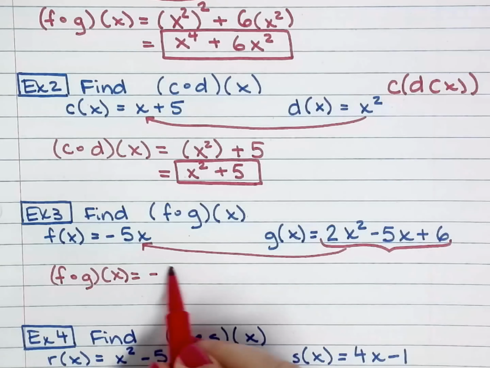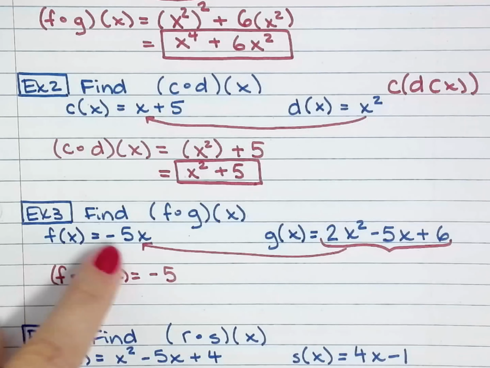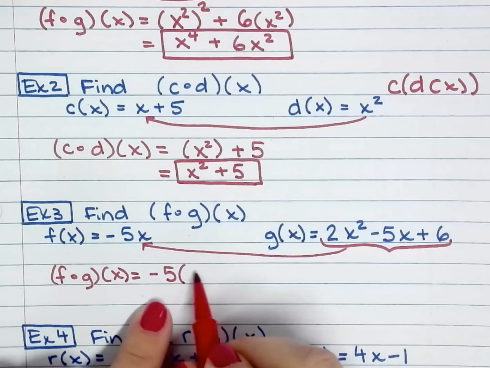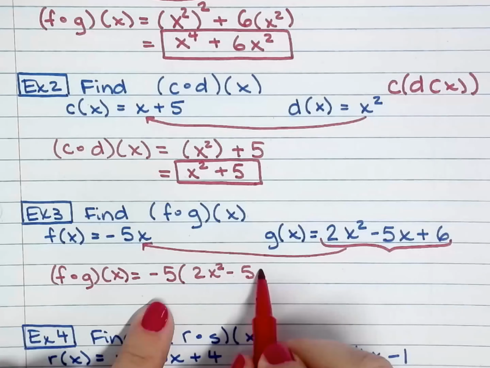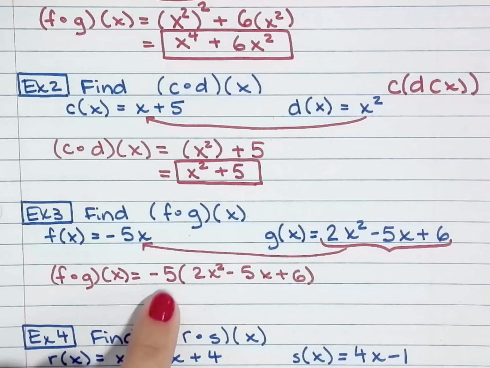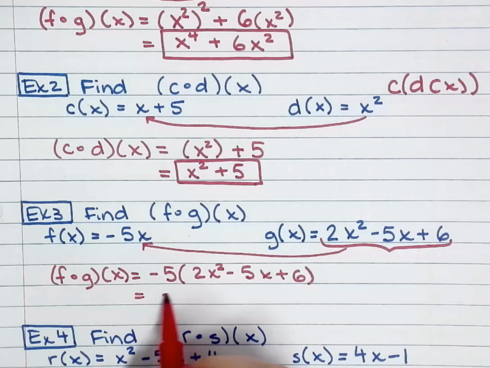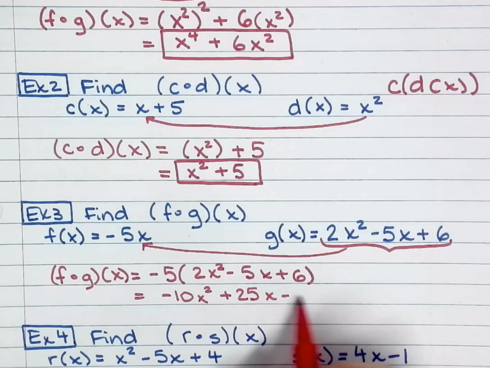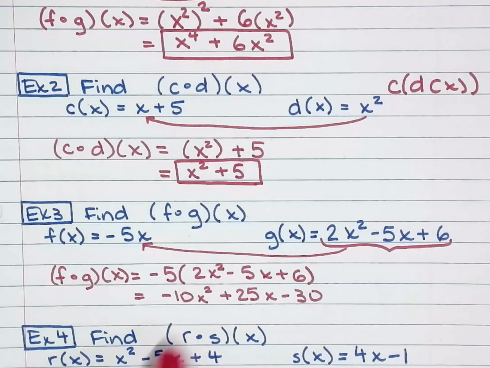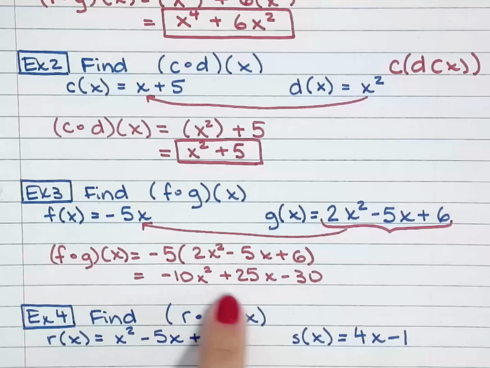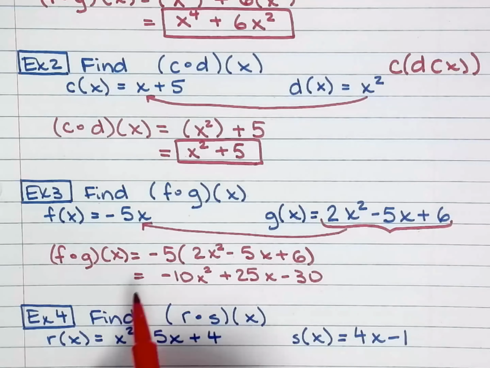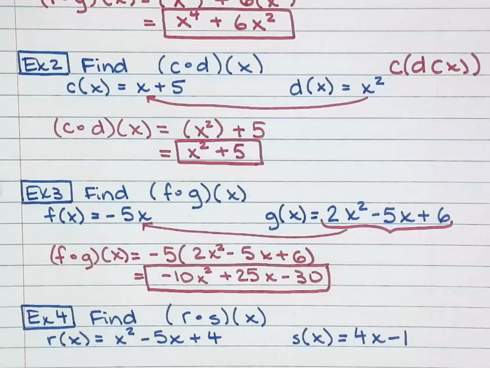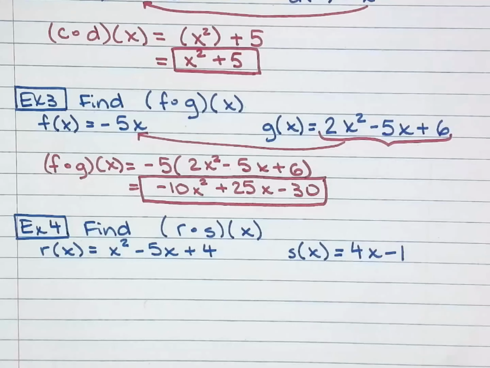So f is composed with g of x. So start that with -5 because f of x is -5x. And in this case, x is this whole thing. So 2x squared minus 5x plus 6. And then you distribute that -5. Check to see if there's anything you can do to simplify, any combining like terms you can do. In this case, none. Therefore, this is your final answer.